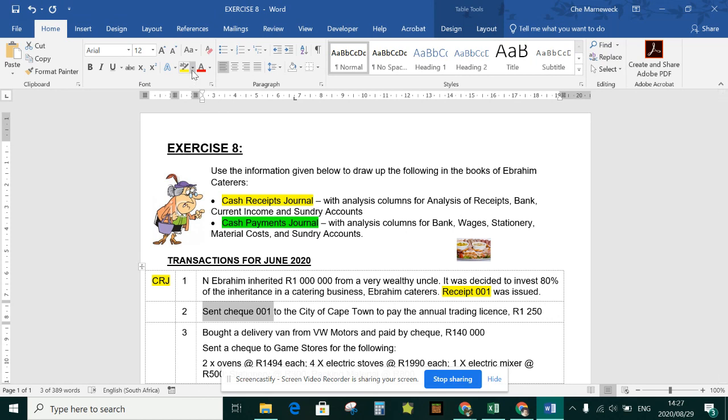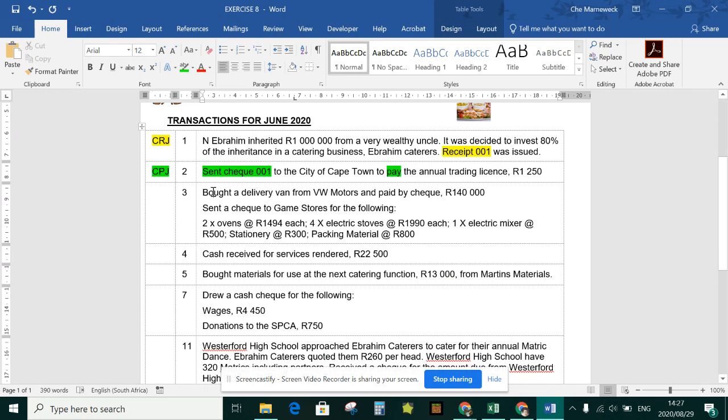Then we see sent check 001 to pay. Whenever we pay, that would go in the cash payments journal. Yeah, cash payments, CPJ. Day 3, bought a delivery vehicle. Paid by check, $440,000. If we're buying and we are paying by check, that is the payments journal. Let's copy that, CPJ.